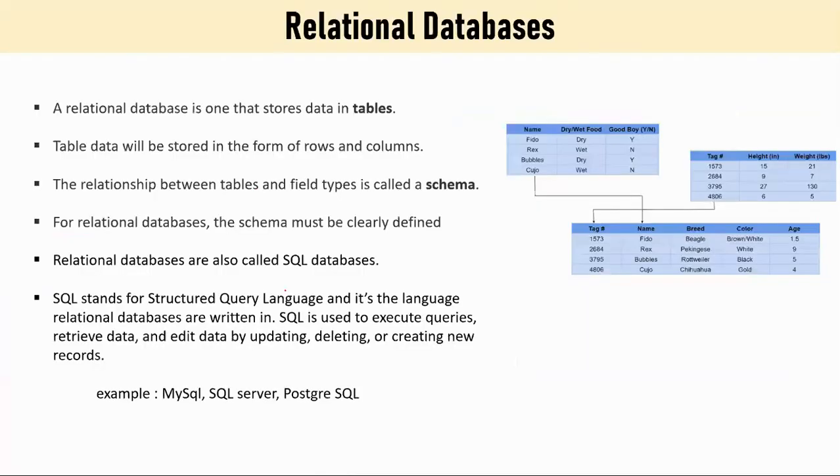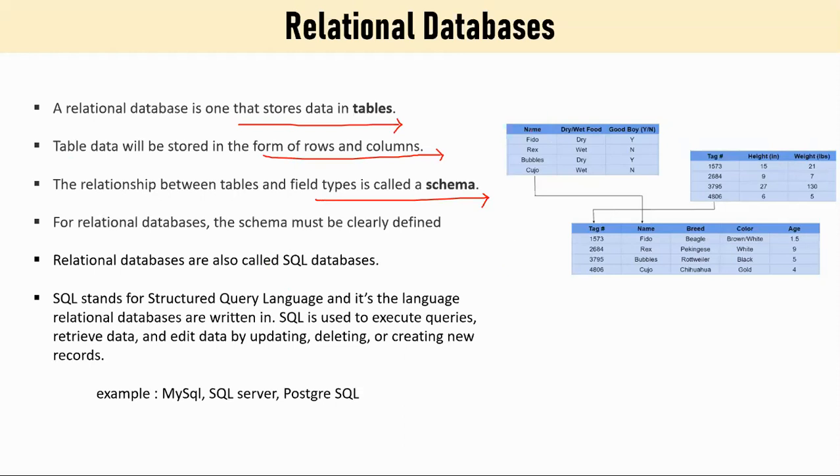So I'm going to take the relational databases first. If I'm talking about a relational database, I just want you guys to understand what a relational database is and what a non-relational database is. A relational database is one that stores the data in the form of tables. When I say a table, it will be in the form of rows and columns, and the schema must be properly defined. For relational databases, the schema must be defined. A schema is nothing but the relationship between the columns and rows.